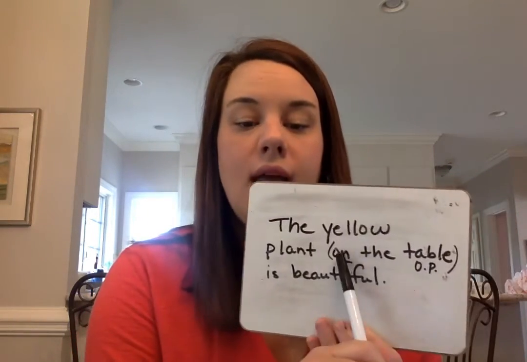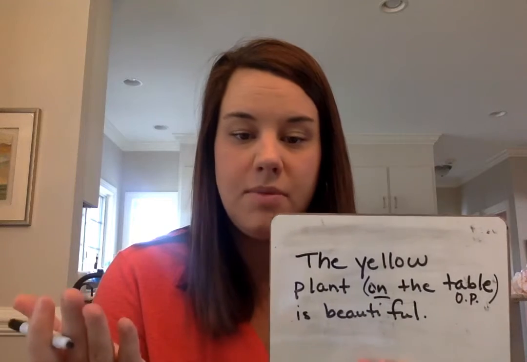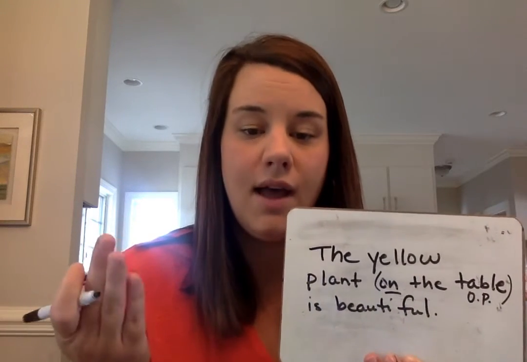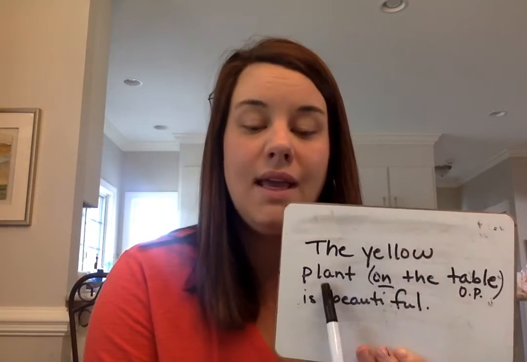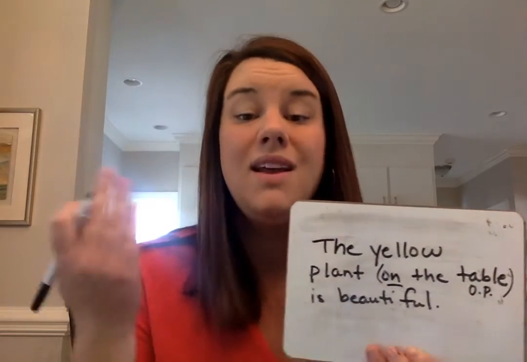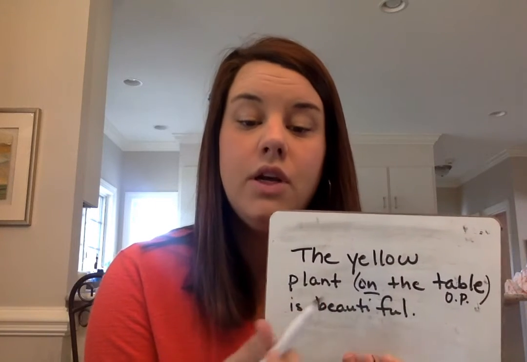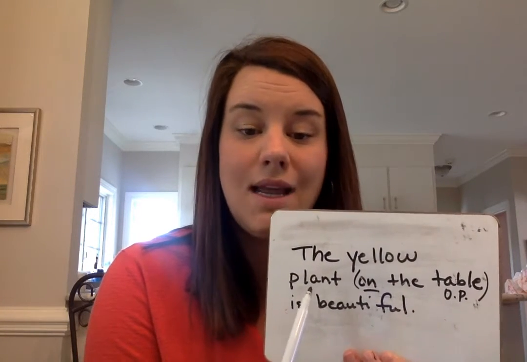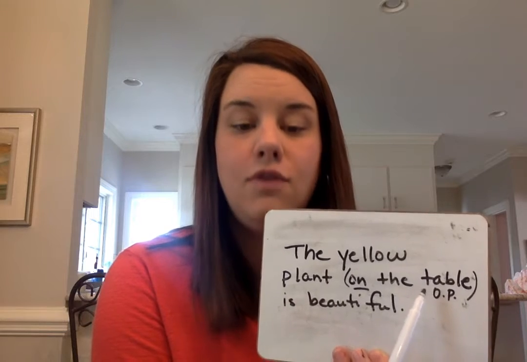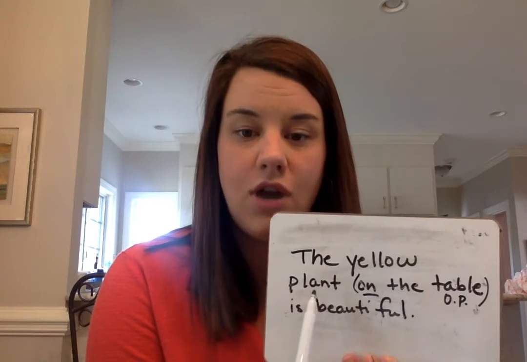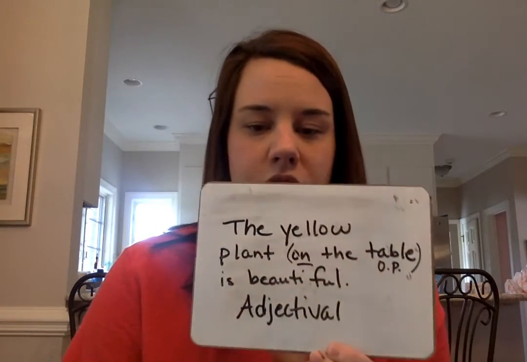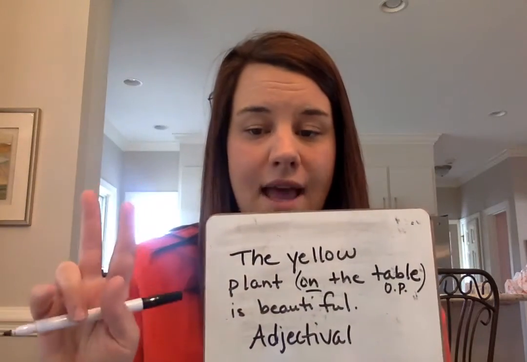Okay, what about on the table? That's our prepositional phrase. What is it modifying? It's modifying the plant. It's describing something about the plant. Then you ask yourself, what kind of word is plant? Plant is a noun. So if you're describing a word that is a noun, then your phrase is an adjectival phrase. It's acting as an adjective to describe something, okay? So this one is an adjectival phrase. Okay? Adjectival prepositional phrase. So you have adverbial phrases and adjectival phrases.